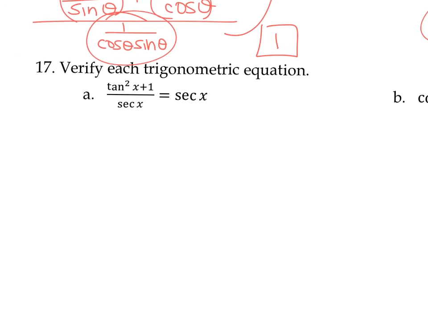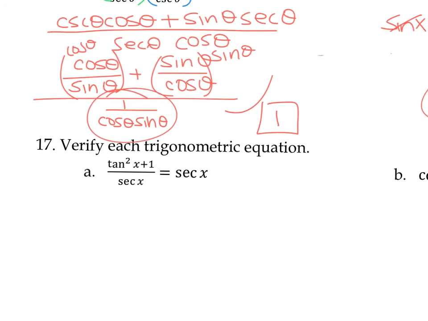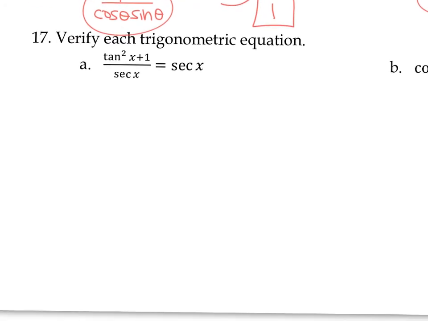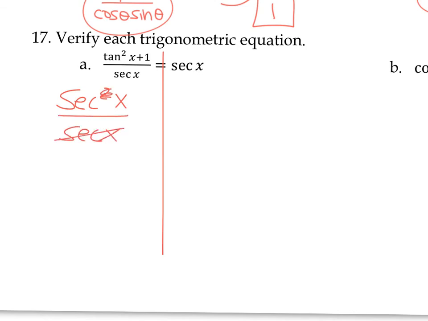Verifying trig equations, so split it up and choose one side to focus on. I'm going to focus on the left side. Tangent squared plus 1 is secant squared over secant. So these cancel out, so I'm left with secant x equals secant x.